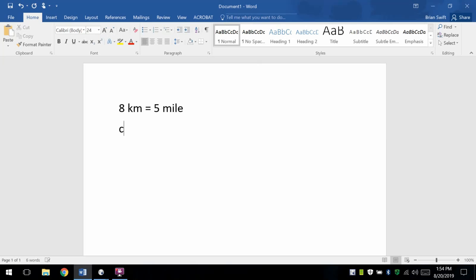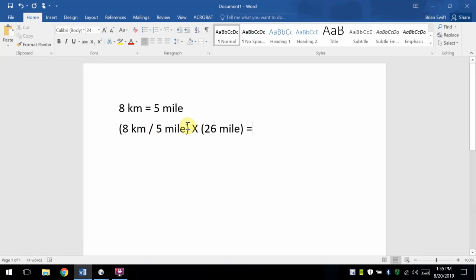The conversion factor can be either 8 kilometers divided by 5 miles. And if you ever came across a number of miles, let's say a marathon, 26 miles, you would multiply these together.